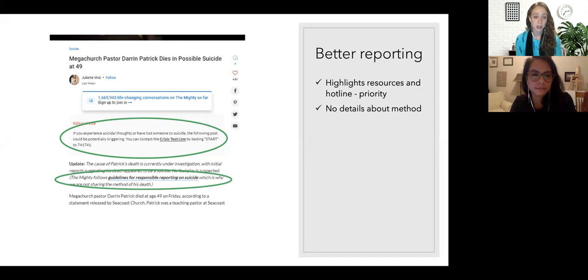You can use this crisis text line. And it also shares the reason for not giving details about the method. It says, this is currently under investigation, we're following these guidelines for responsible reporting, and so we're choosing not to share details. So they tell the reader why they're not giving them more information, and that's all helping to create more awareness. Again, the mention of suicide in the headline is probably not the best option, but this is a better approach to reporting and one that you can use in your own practices as well.